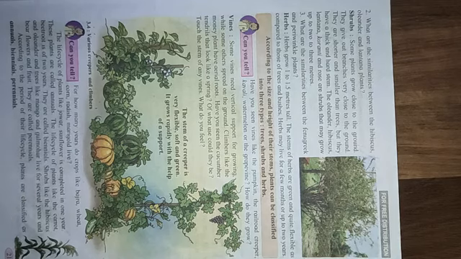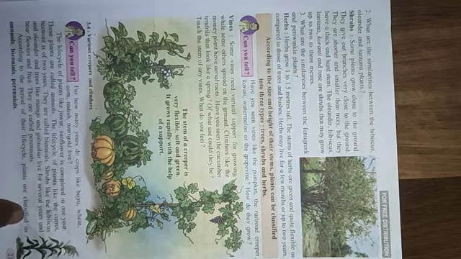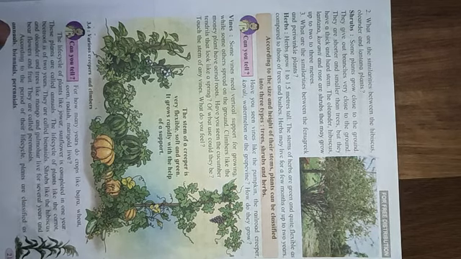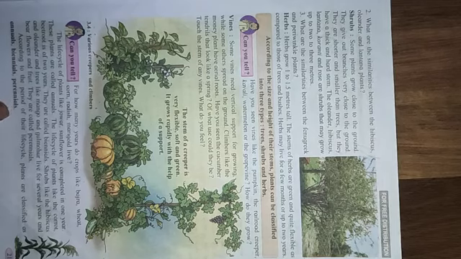According to their lifespan, plants are classified into 3 types: annual, biennial, and perennial. Annual means 1 year, biennial is 2 years, perennial is more than 2 years. According to the period of their life cycle, plants are classified as annuals, biennials, and perennials.